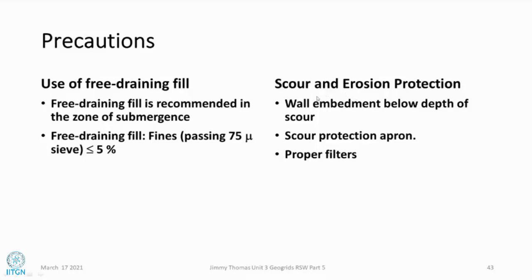Then we have to provide scour and erosion protection. That means when water flows at a high velocity outside, if there is scouring, the reinforced soil structure may be undermined and it may fail. So we have to provide wall embedment depth below the scour, or we can provide a scour protection apron. Then we have to provide proper filters. We don't want any internal erosion or piping, actually. So proper filters we have to provide both inside and also below the aprons. All these precautions have to be taken.